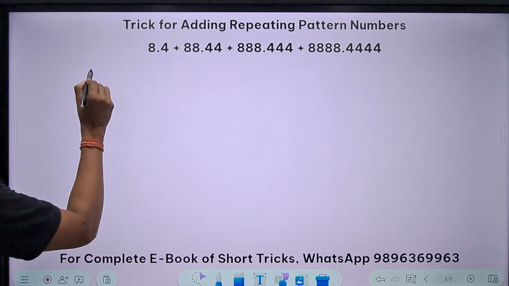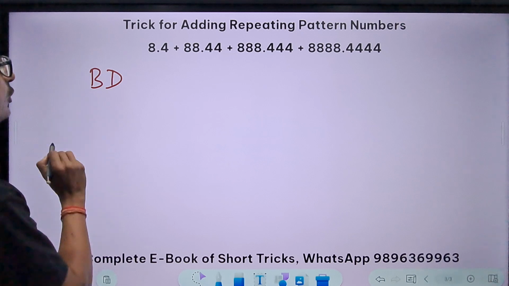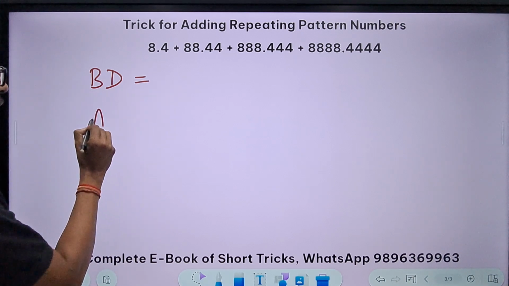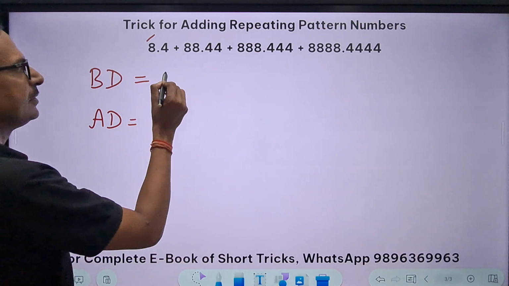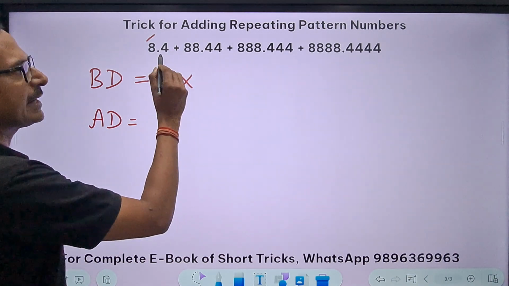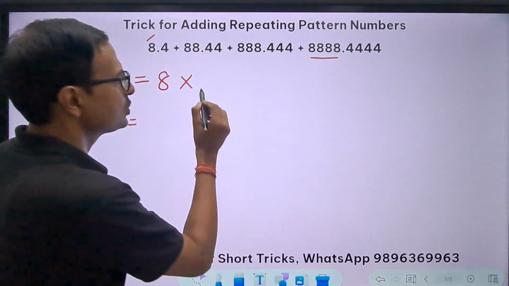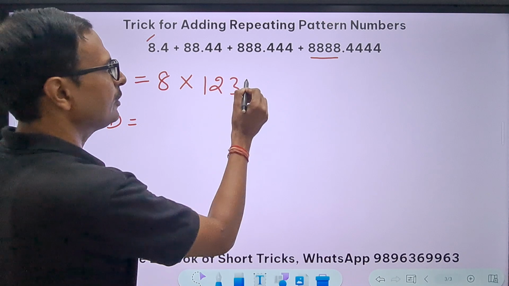So what will happen before decimal? So I'll write BD for before decimal and AD for after decimal. So before decimal we have 8, and how many 8s are there maximum? 4 8s, right? So I'll multiply this by 1 2 3 4.